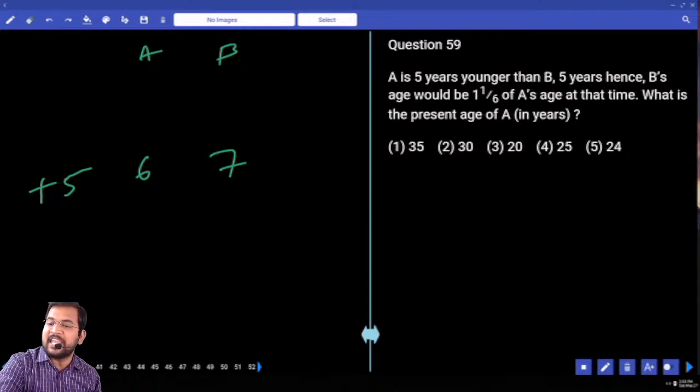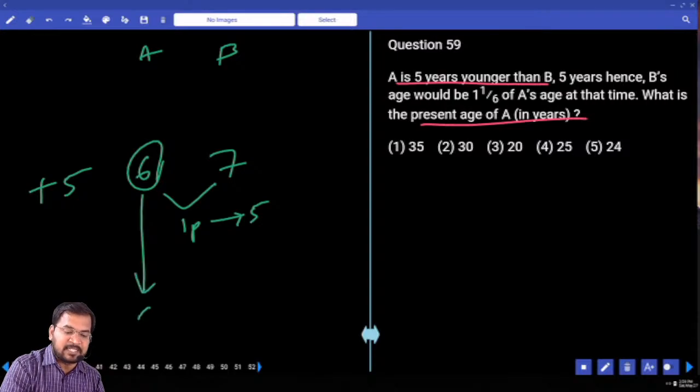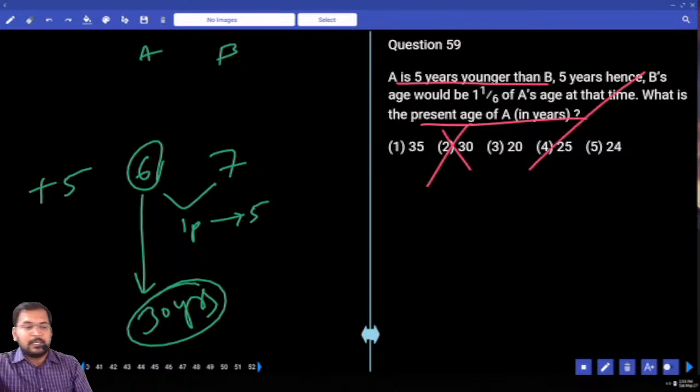A is 5 years younger than B. At any point of time, the age gap is the same. And one part will be how much? They're asking the present age of A. Present age of A is what? 6 parts. But 30 years is not the answer. This is 5 years hence, so you have to subtract 5. 5 years hence it is 30 years, but we need present. Present it is 25. Are you clear?